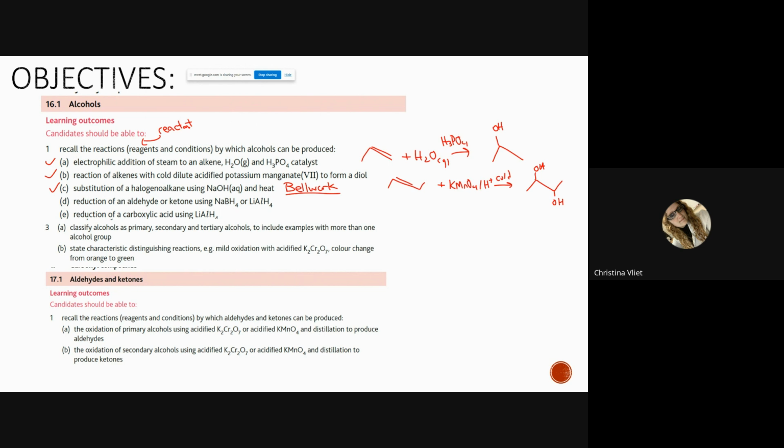Reduction of an aldehyde, that we haven't done yet. We've only done some oxidations, but we have not done reduction. So this is going to be today. I'm going to put an X here because we haven't done it yet. And E, reduction of carboxylic acid, we haven't done that yet.